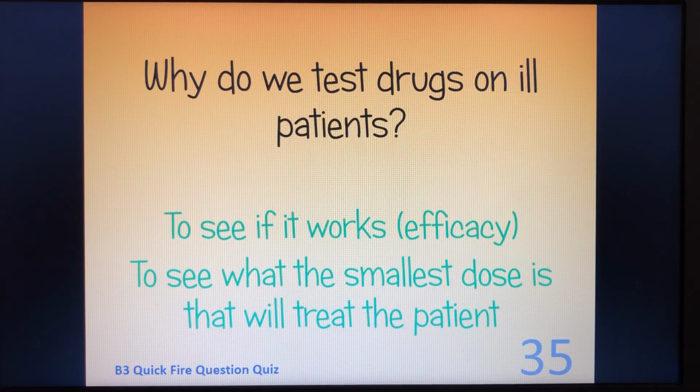So if we read on the paracetamol pack and it says take 2 of these, then we know that 2 should do the job. There's no point taking 3 because it puts us at greater risk, and if 2 does the job, why use 3? It's a waste of money, it's a waste of the drug. So the smallest dose that will treat the patient.